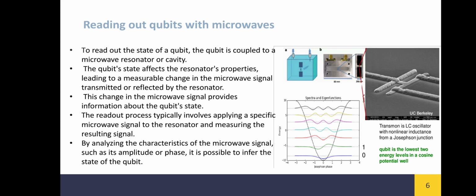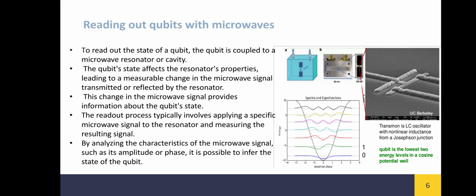So, reading of qubits with microwaves. Reading of qubits in certain quantum computing systems, such as those based on superconducting circuits, can indeed involve the use of microwaves. To read out the state of a qubit, the qubit is coupled to a microwave resonator or cavity. The qubit state affects the resonator's properties, leading to a measurable change in the microwave signal transmitted or reflected through the resonator. This change in the microwave signal provides information about the qubit state.